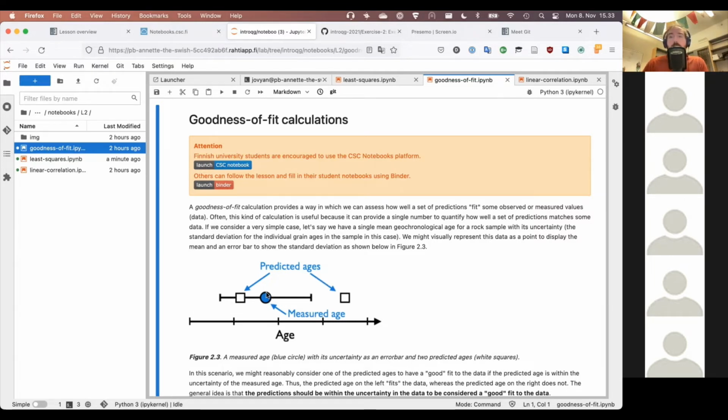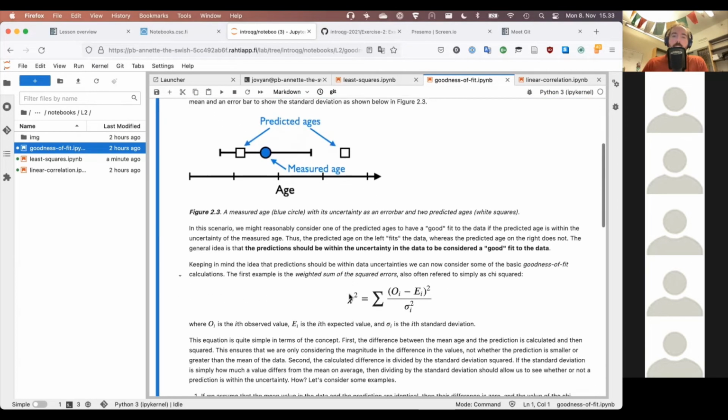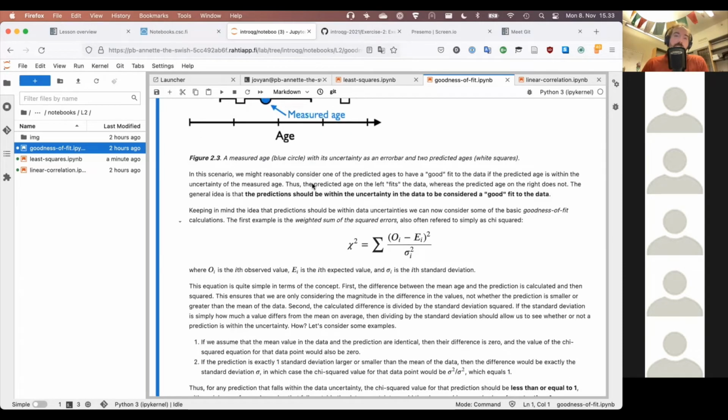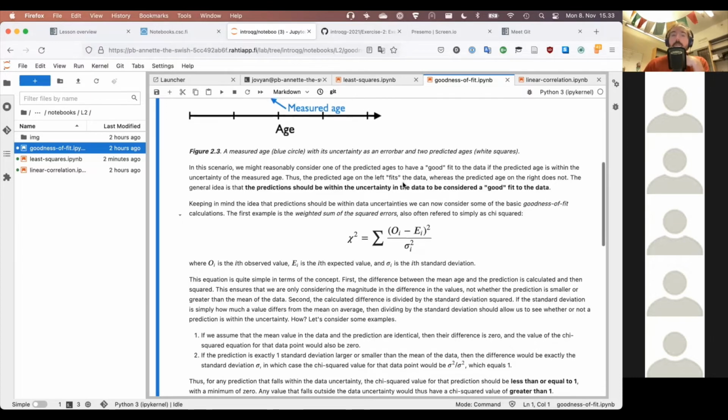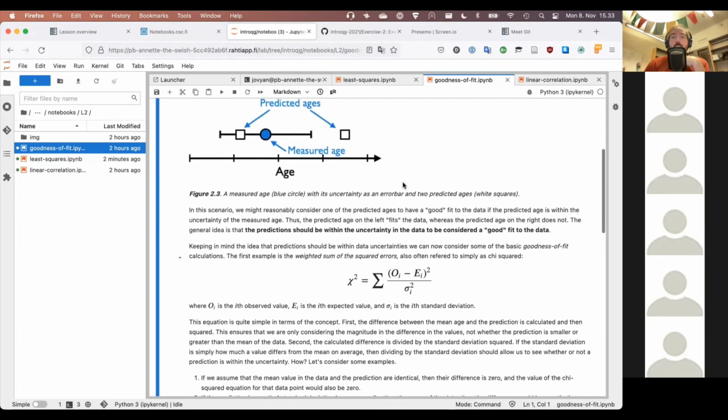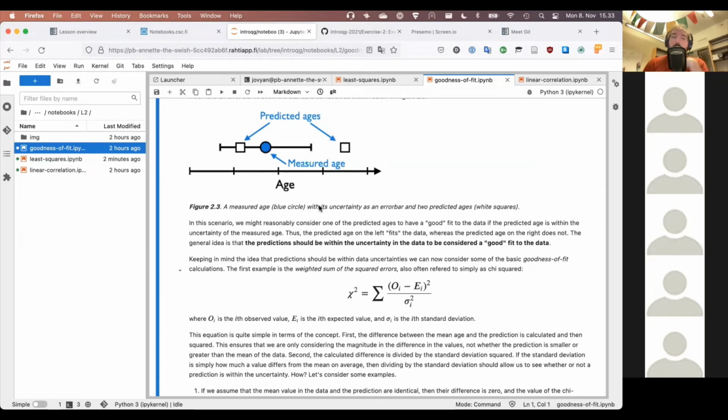The basic idea is that a nominal good fit would be one where your prediction's within the uncertainty in the measurement. And of course, if it's outside of that uncertainty, then that's not such a good fit. And that's basically what's said here in the start of this part of the lesson. So if we look at this example, essentially we might have many different measured ages and many different predictions that go along with those measured ages. And we want to get some kind of number that indicates how well our measurements and our predictions compare to one another. And we can do that by using something called the weighted sum of the squared errors.